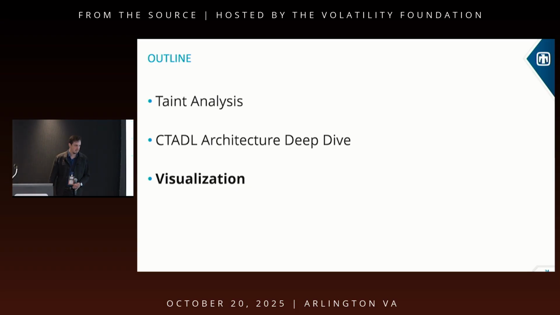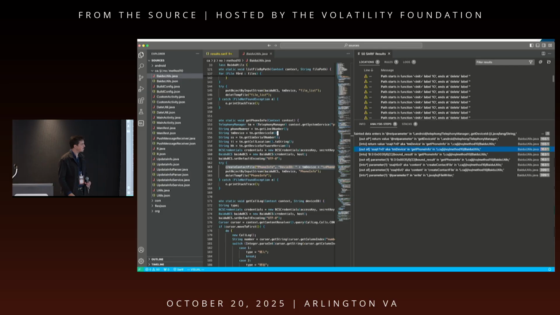Okay. All right, so how do you actually use it? What does it look like to use this? This is VS Code, actually stock VS Code. So once you run CTADL, you get, for example, for a Java app, an output directory of decompilation, and when you run a query, you get a SARIF file.